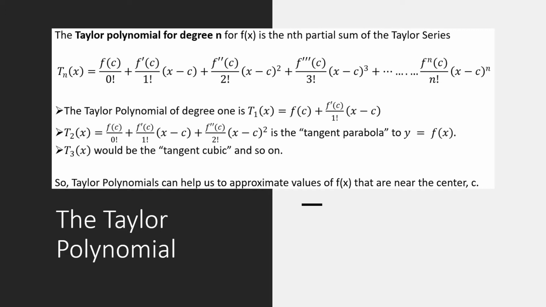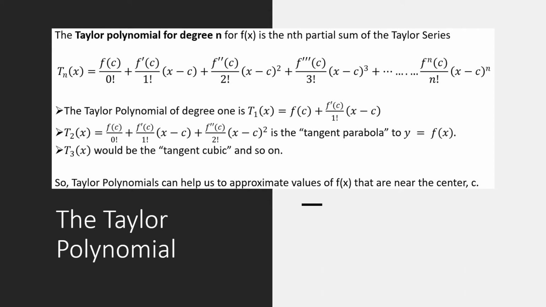I gave you a few examples here in the slide. If I had a Taylor polynomial of degree 1, we call that T sub 1, and that would only go up to where it would be linear, so x to the first power. Versus if I had T2 of x, that would go up to the second power, and we would call that the tangent parabola. If I had T3, that would go on to the third power of x, or to that third derivative, and we would call that the tangent cubic.